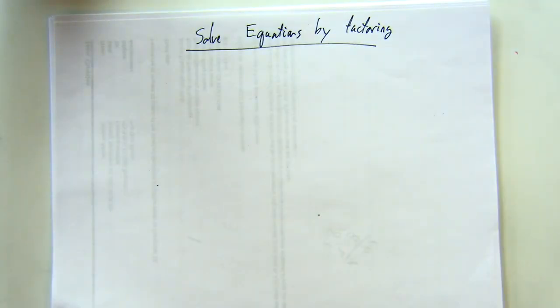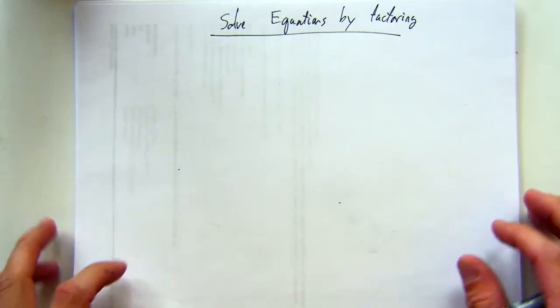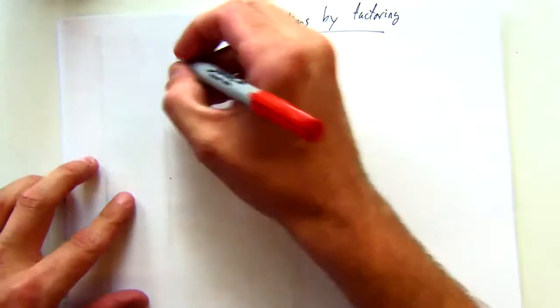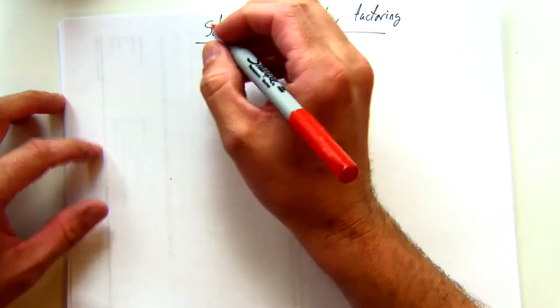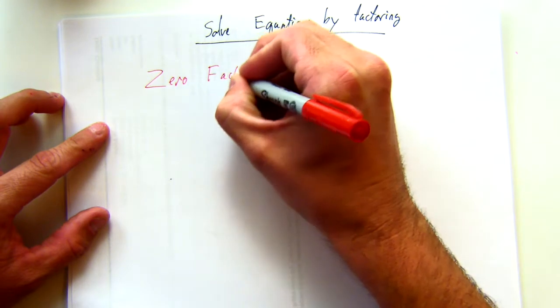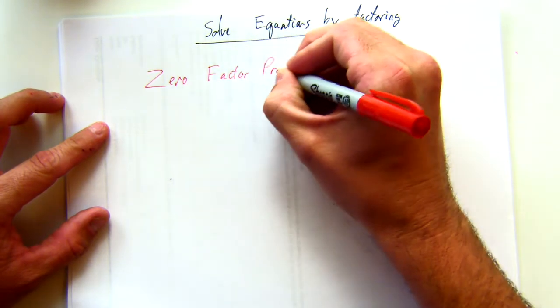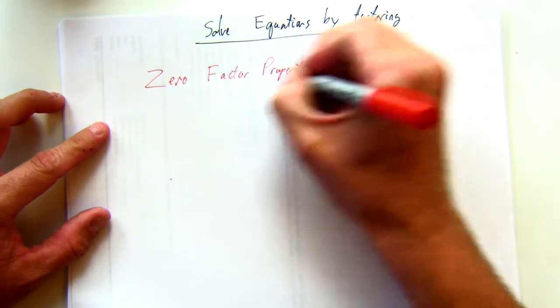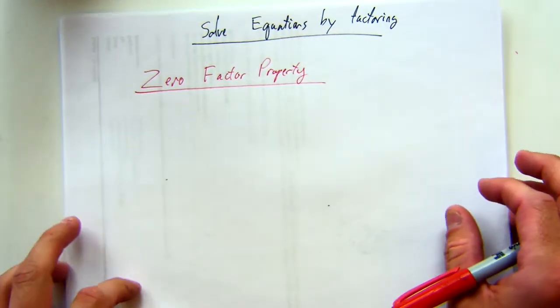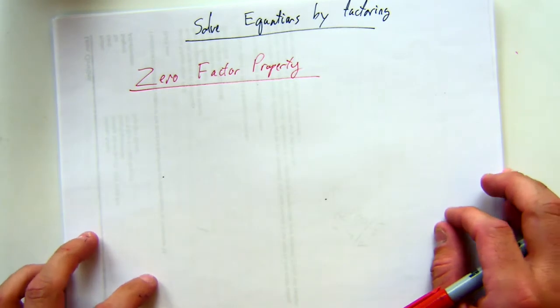Before we practice this, there's a little property in math that we need to know first. And this is the property that allows us to do this work. And you are expected to know this. The zero factor property. Anybody know what that is? I'm sure you've probably used it before.